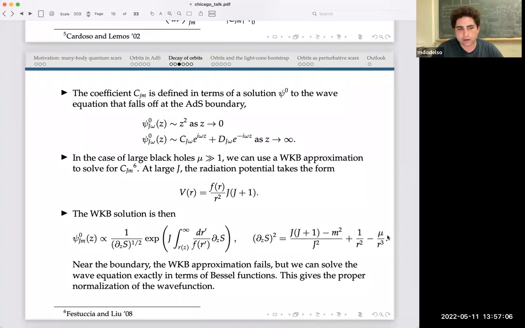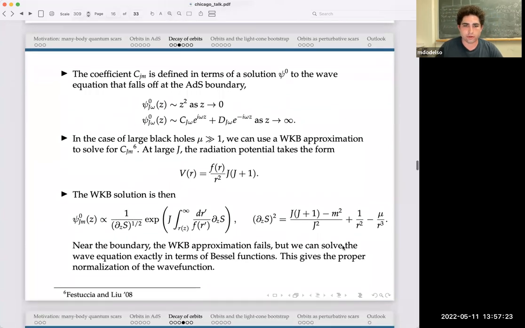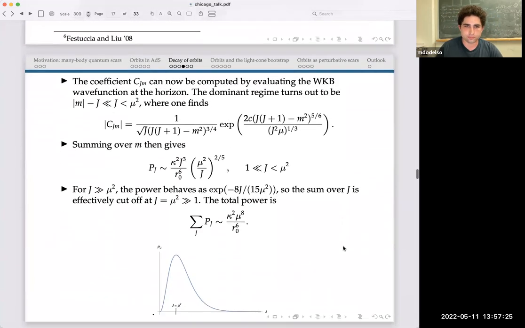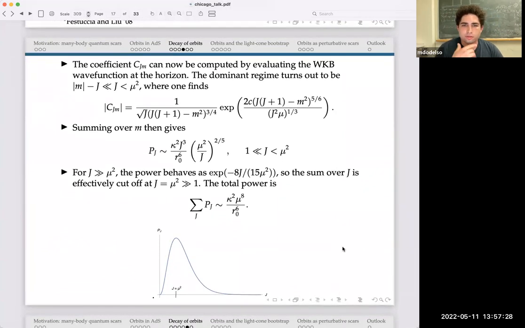Now there's a technicality here, which is that near the AdS boundary, the WKB approximation fails. But in that limit, we can solve the wave equation exactly, and matching the two gives the proper normalization of the wave function. So now we have the WKB wave function, and we just need to compute these C_jm.